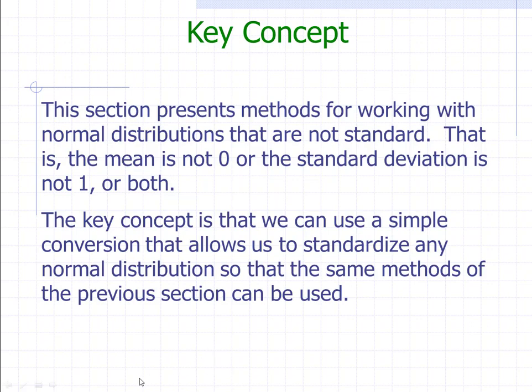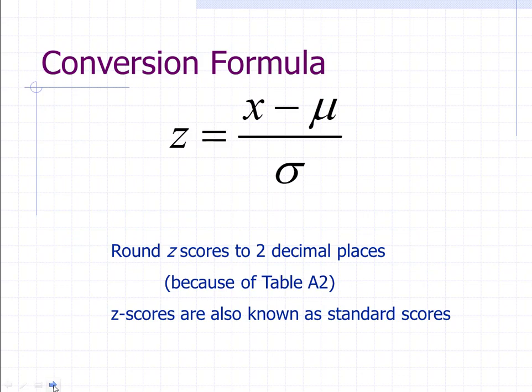So we're going to talk about standardizing scores, and we talked about that in chapter 3. We talked about that a little bit. So remember, our z-score is our score minus the mu divided by the standard deviation. And we round z-scores to two decimal places because of Table A-2. And these are also called standardized scores or standard scores.